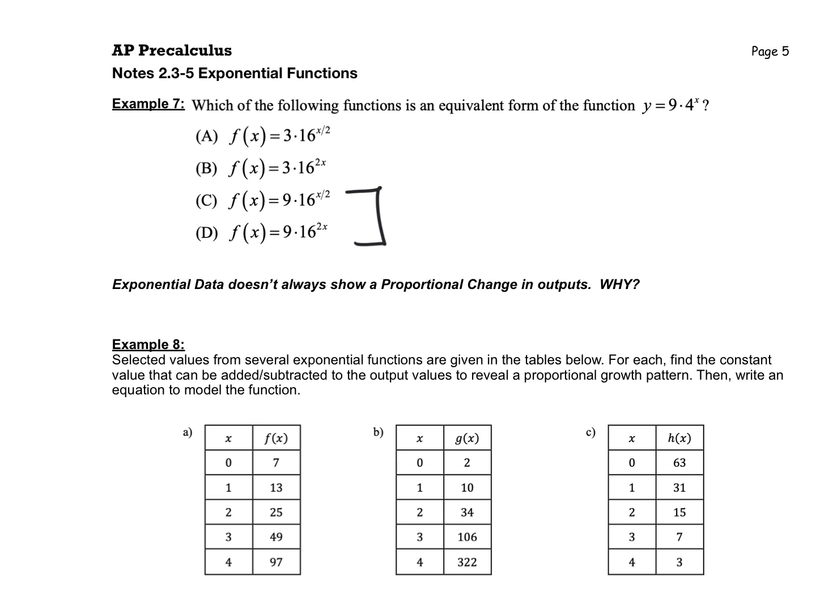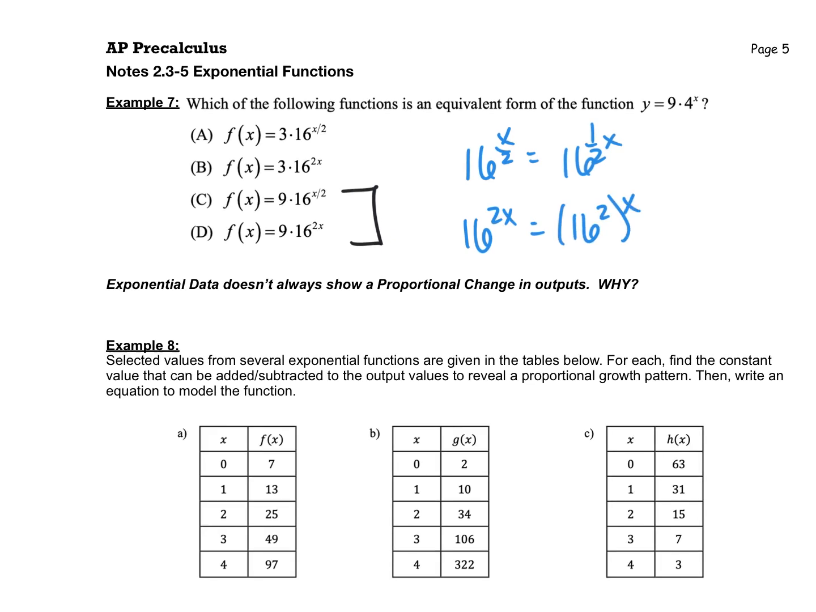So now let's think about what those 16s mean. If I have 16 to the x over 2, that's the same thing as 16 to the 1/2 times x. 16 to the 2x is the same thing as 16 squared and then to the x. So what is 16 to the 1/2? 4. It's 4 because it's the square root of 16. So that equals 4 to the x. So there's my answer. 16 squared would be a big number. So they're going to use a fraction there to test you on recognizing your roots with your fraction exponents.